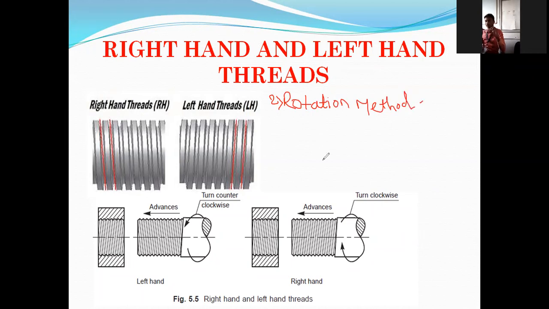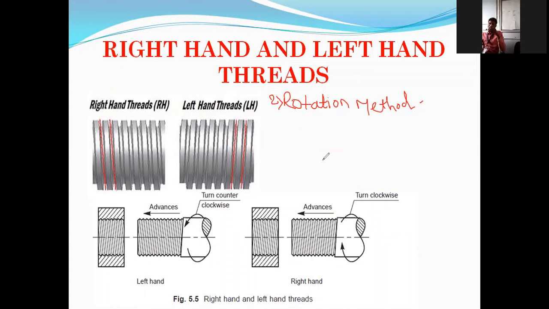Rotation method. What do we have to do? Actually, I don't have nut and bolts. So I have taken pen and cap in my hand. Okay. Now, you have to hold in one of your hand nut and in the other hand bolt. In your left hand side nut and right hand side bolt, you have to hold in your hand. Now, how we are going to do?